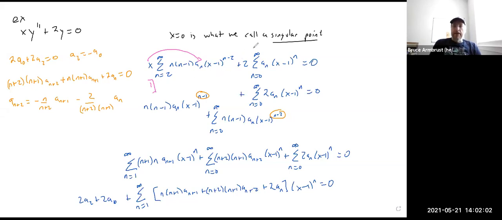But now that we've got that, we can start constructing our a's. So let's just do it. a0 and a1, we're going to allow those to be whatever. a2, we now know that that's minus a0 from this right here. So now let's find a3.